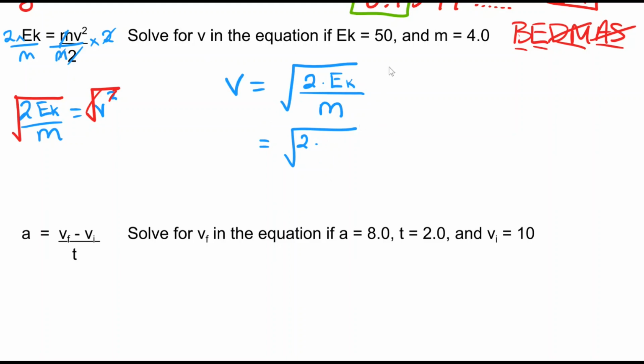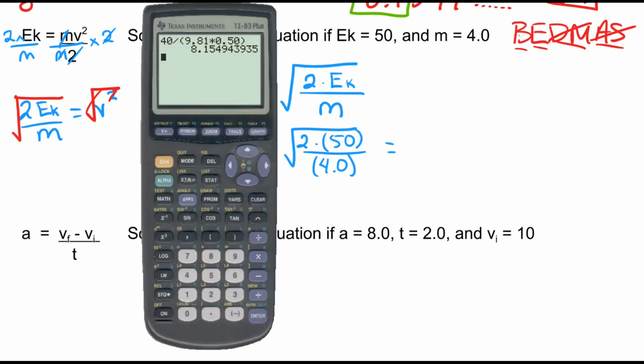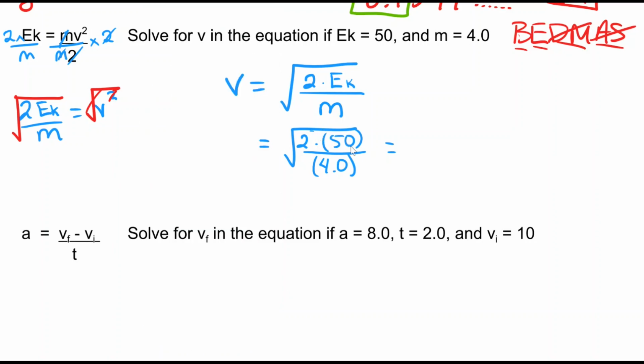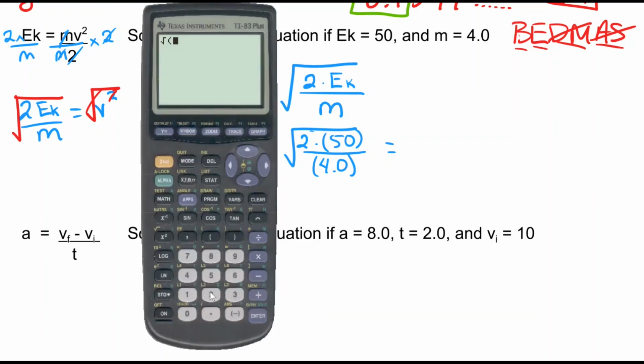So 2ek, well, what is ek? ek is 50, so I'm going to put 50 in here. Divided by m, what is m? It's 4.0. So when I do this, I'm going to bring up my calculator: the square root of 2 times 50, divided by 4.0, and enter is 5.